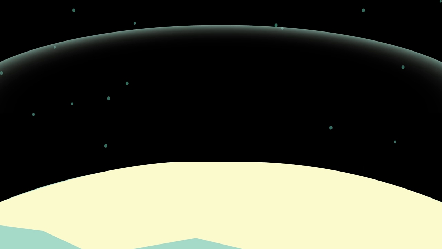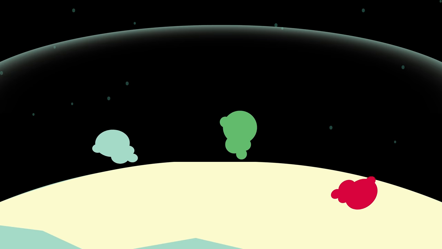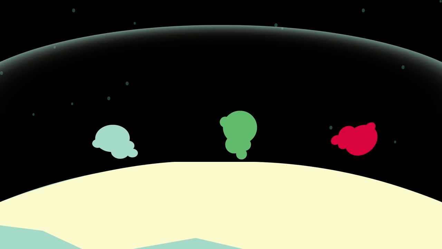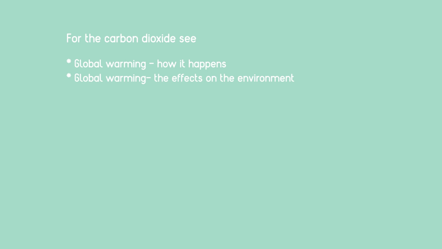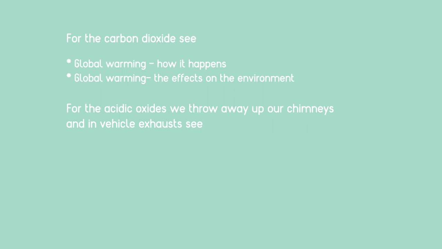Mankind, for that was the name of the organism, also began to throw away other unwanted material into the atmosphere, and you can learn all about these in our related videos. For carbon dioxide, see global warming, how it happens, and global warming, the effects on the environment. For the acidic oxides we throw away up our chimneys and in our vehicle exhausts, see acid rain and reducing acid rain or its effects.